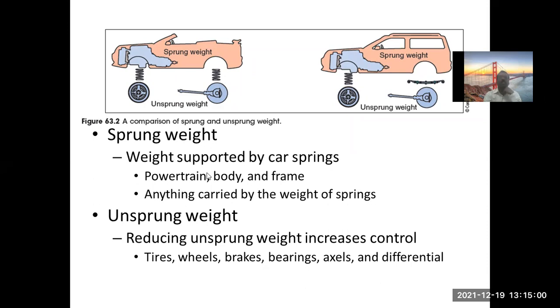In the sprung weight, we have the body, frame, powertrain, and so many other components. Okay, and in the unsprung weight, we have the tire, wheel, brakes, bearing, axle, differential, etc. So all the things coming over here will be the unsprung mass or unsprung weight of the vehicle.